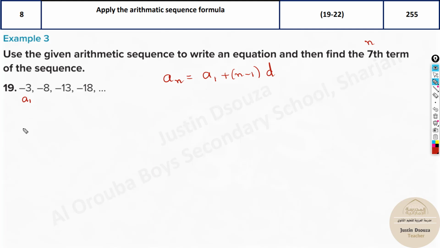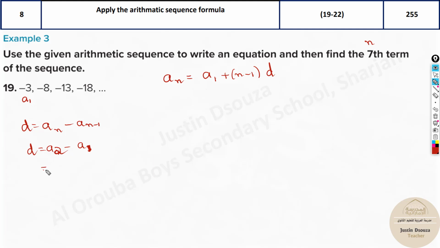What is this d? D is basically any term minus the previous term. It is basically an minus a(n minus 1), because if you're considering minus 13, the previous term will be minus 8. Really, we should write an and a(n minus 1). So imagine I've taken the fourth term, then the previous is the third term. It's like that. If I take this as 2, then the previous will be 1.